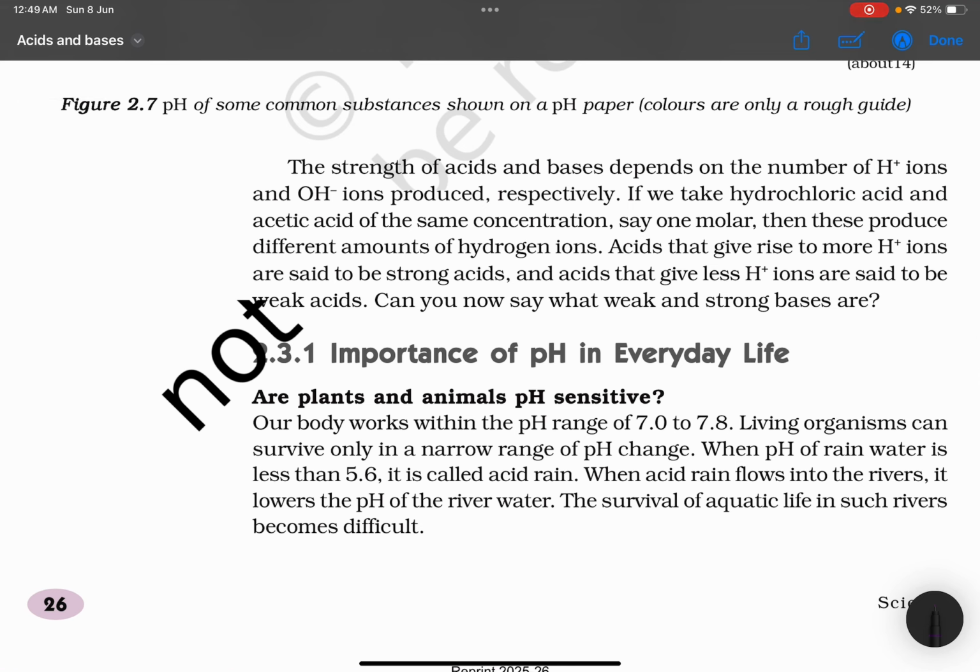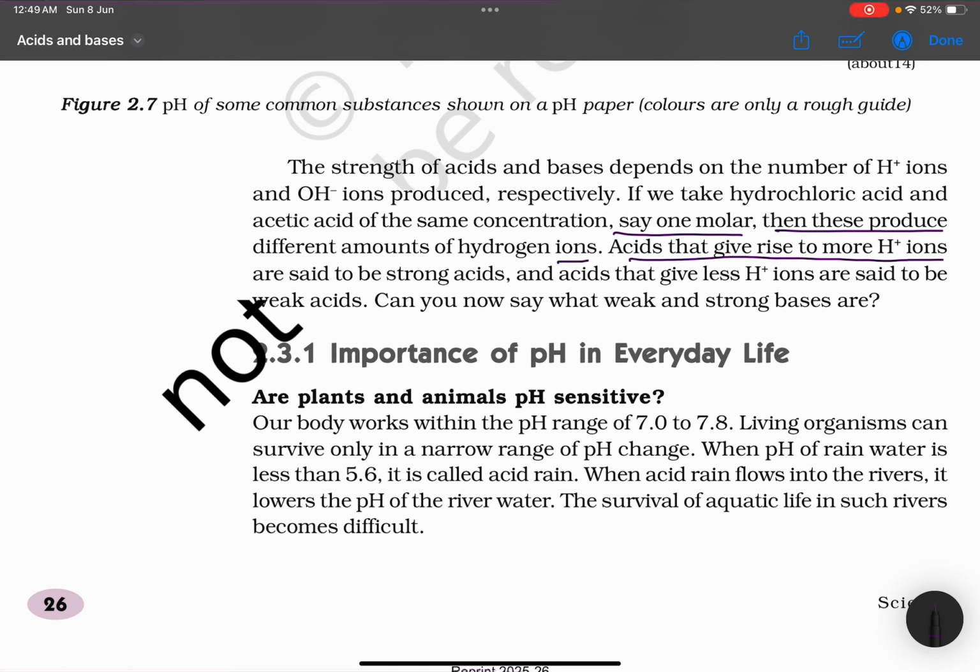The strength of acids and bases depends on the number of H plus ions and OH minus ions produced. Respectively, means for acids H plus, for bases OH minus. If we take hydrochloric acid and acetic acid of the same concentration, hydrochloric acid is strong, acetic acid is weak, because hydrochloric acid gives more number of H plus ions, as hydrochloric acid dissociates completely. Say both are of 1 molar concentration, then these produce different amounts of hydrogen ions.